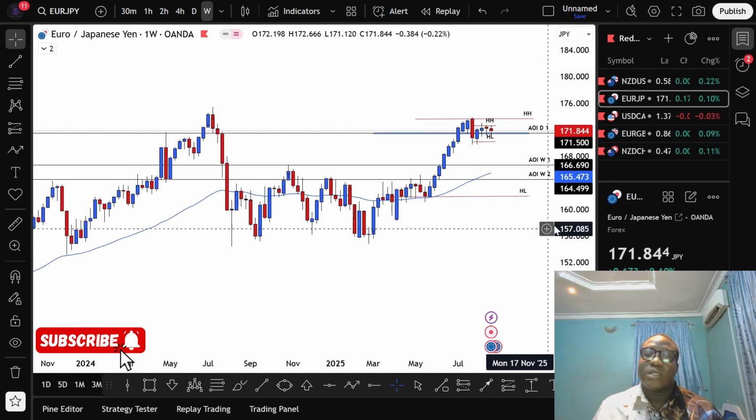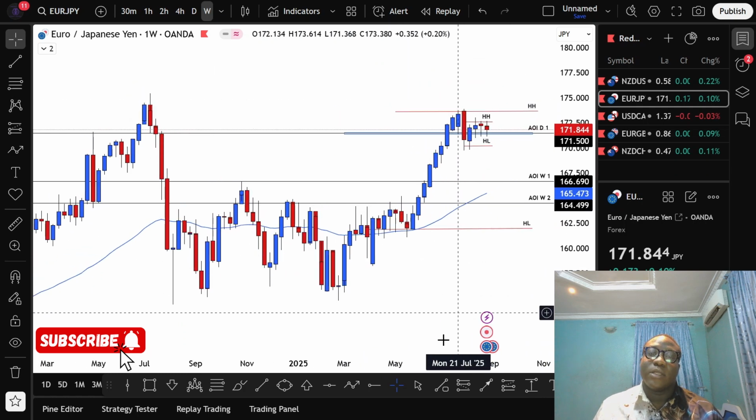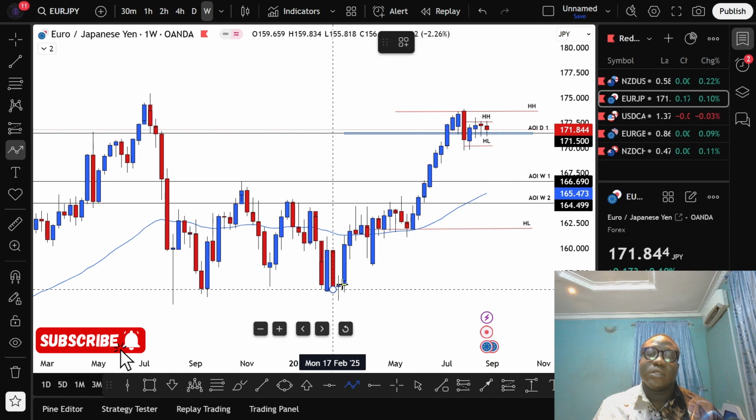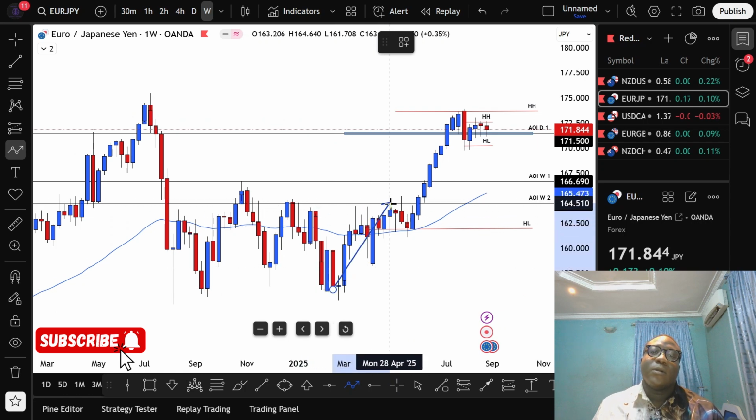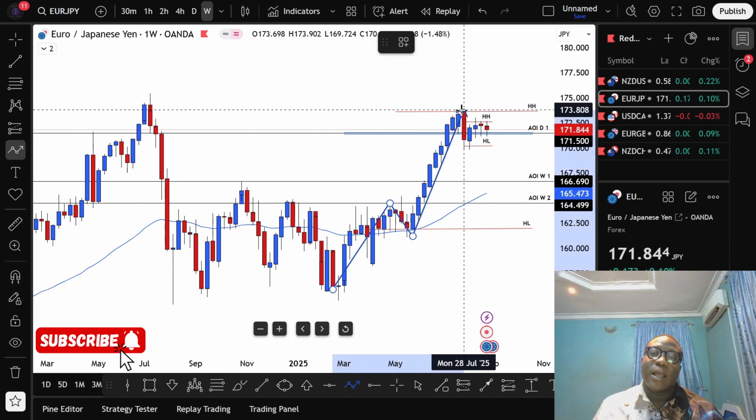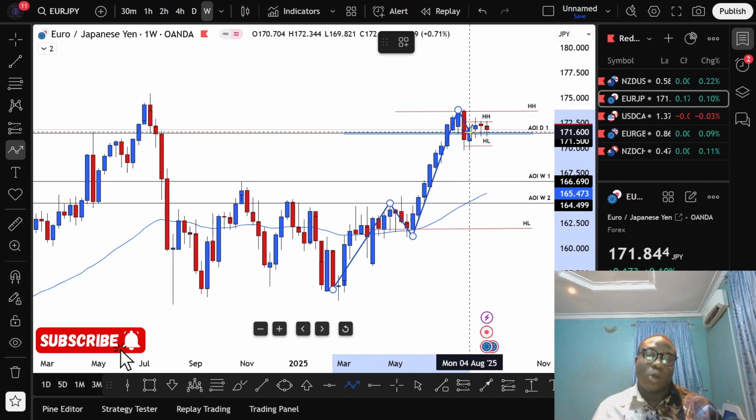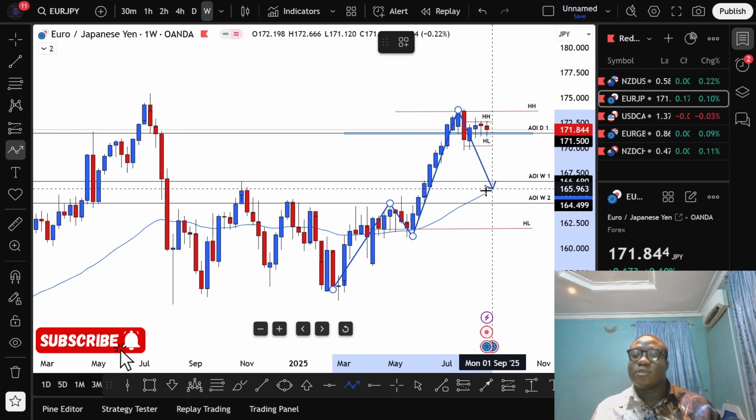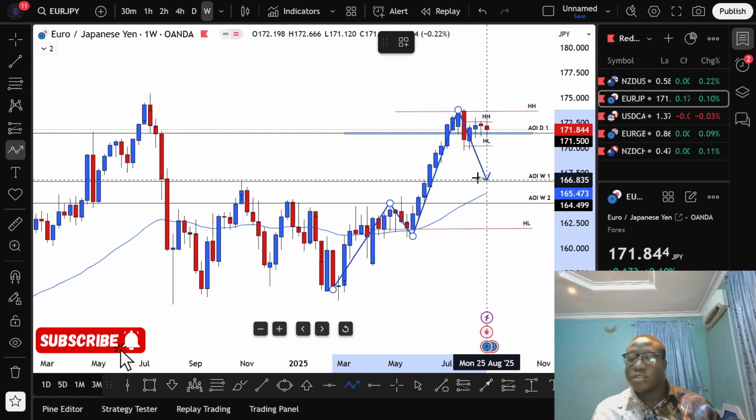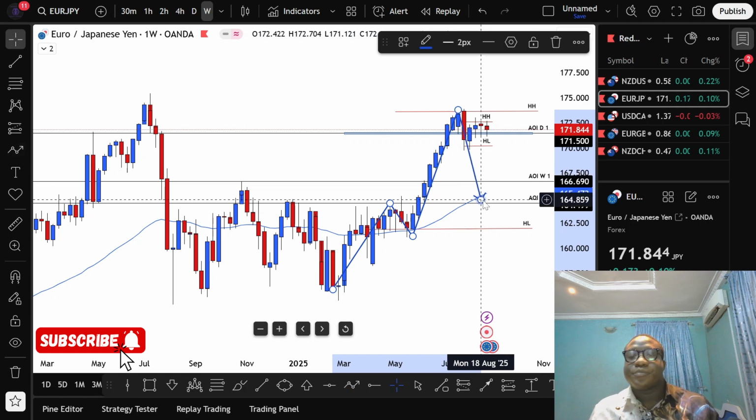EURUSD on the weekly time frame, the market is currently bullish. If you see, creating this high right here. So basically what I'll be expecting is for the market to give us a retracement into our area of interest, which is the weekly area of interest.